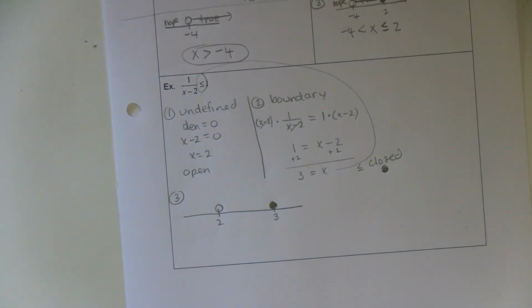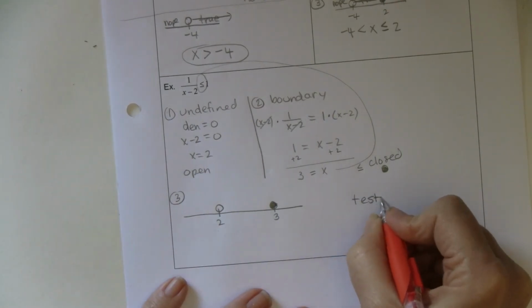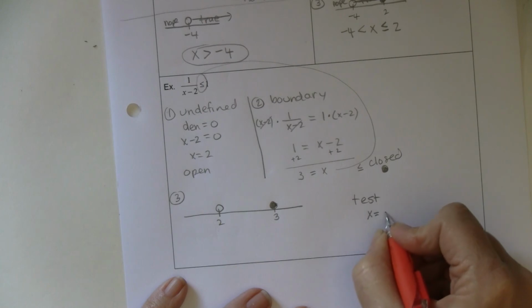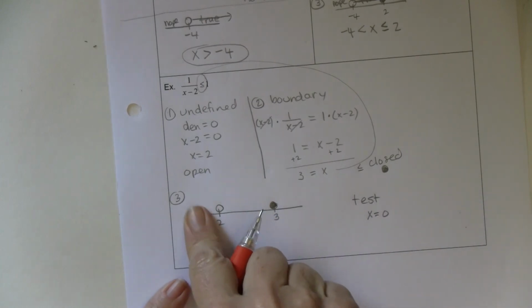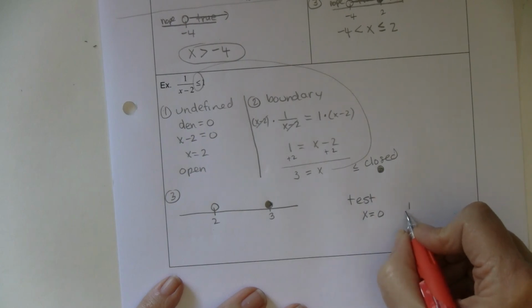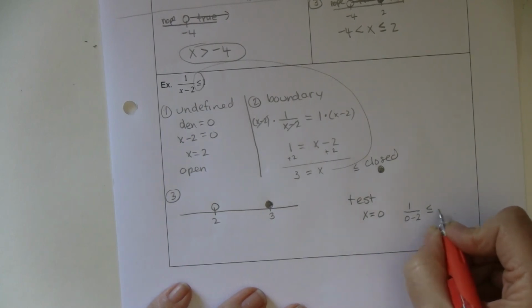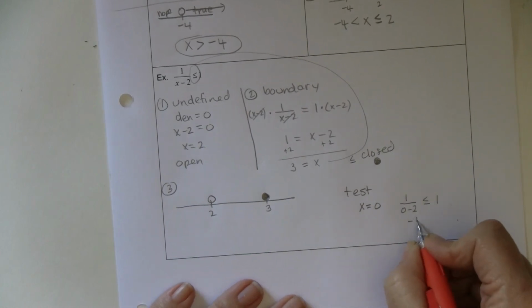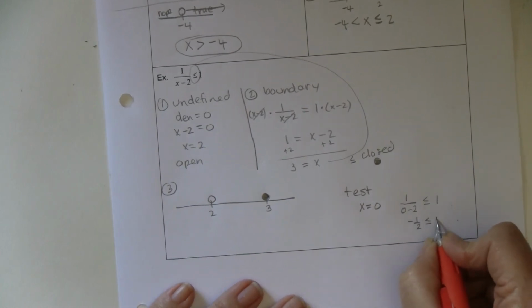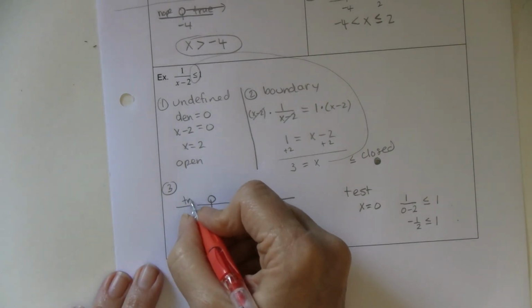As I go to do my test point, I'm going to have room on here to do my testing over here. Test points, I'm going to test x equals 0. That's in the first region over here. And so in the original inequality, that's 1 over 0 minus 2, and that's less than 1. So this is -1/2 is less than 1. And that's true. And so this region over here is true.